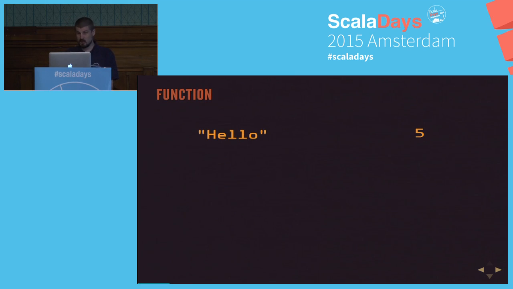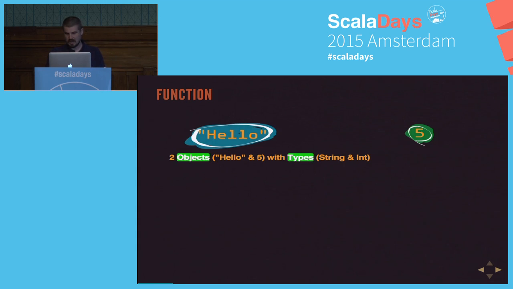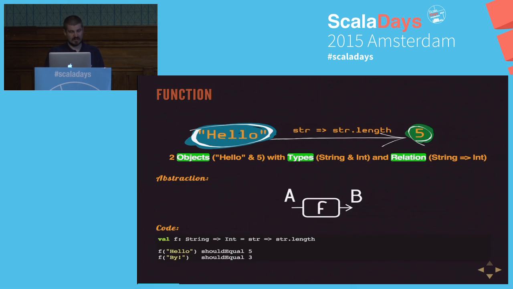A few words about a function. I think we have two objects with different types, with a relation between them, and this relation is a function from string to integer, and this function can be notated like an arrow. In most scientific papers you can see that arrow, which is the relation between two objects, and namely it's a function.